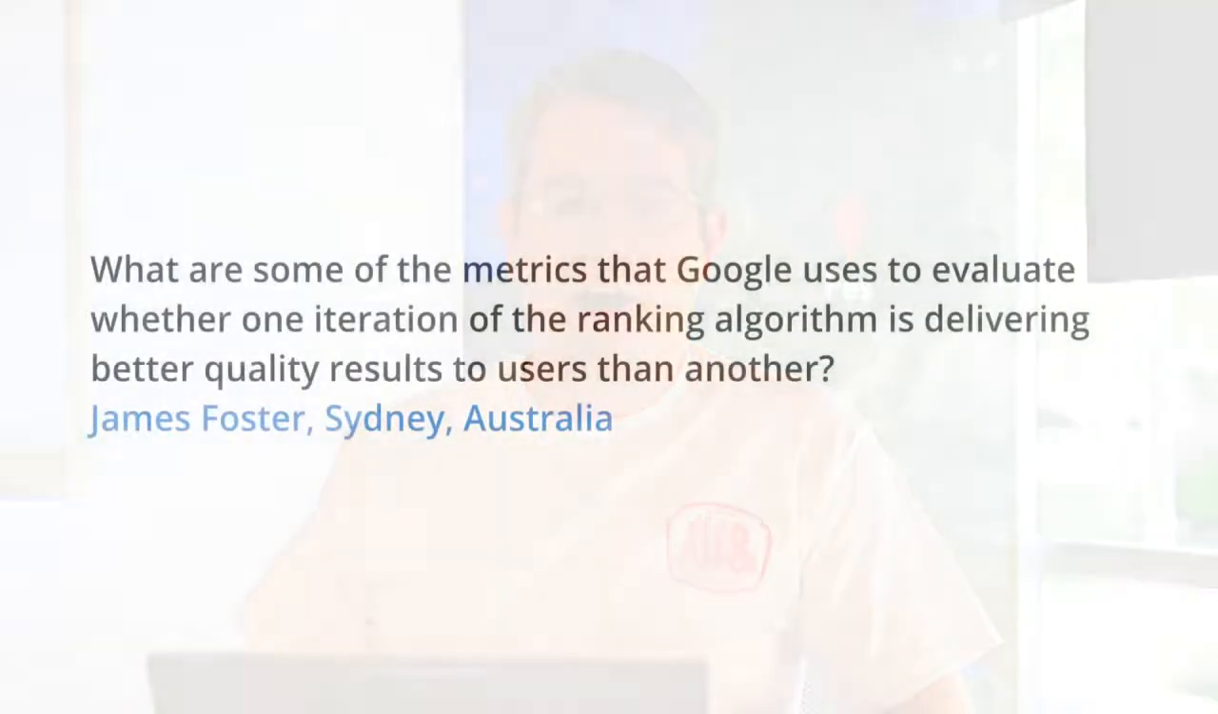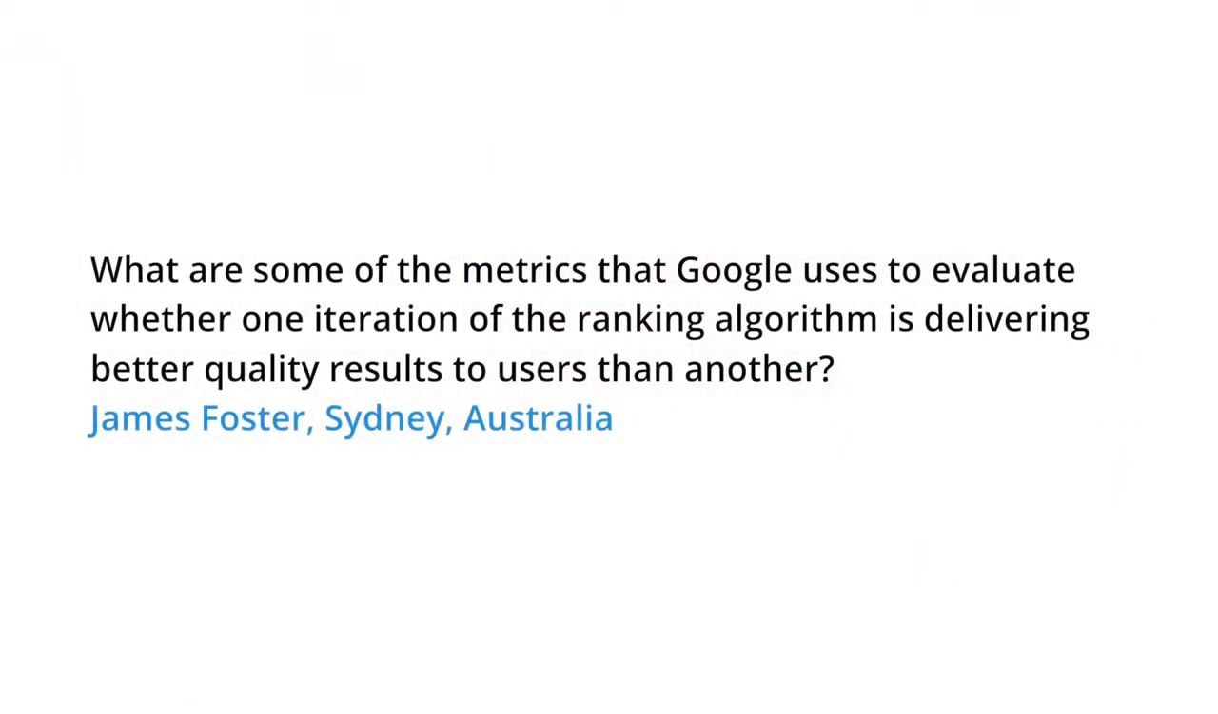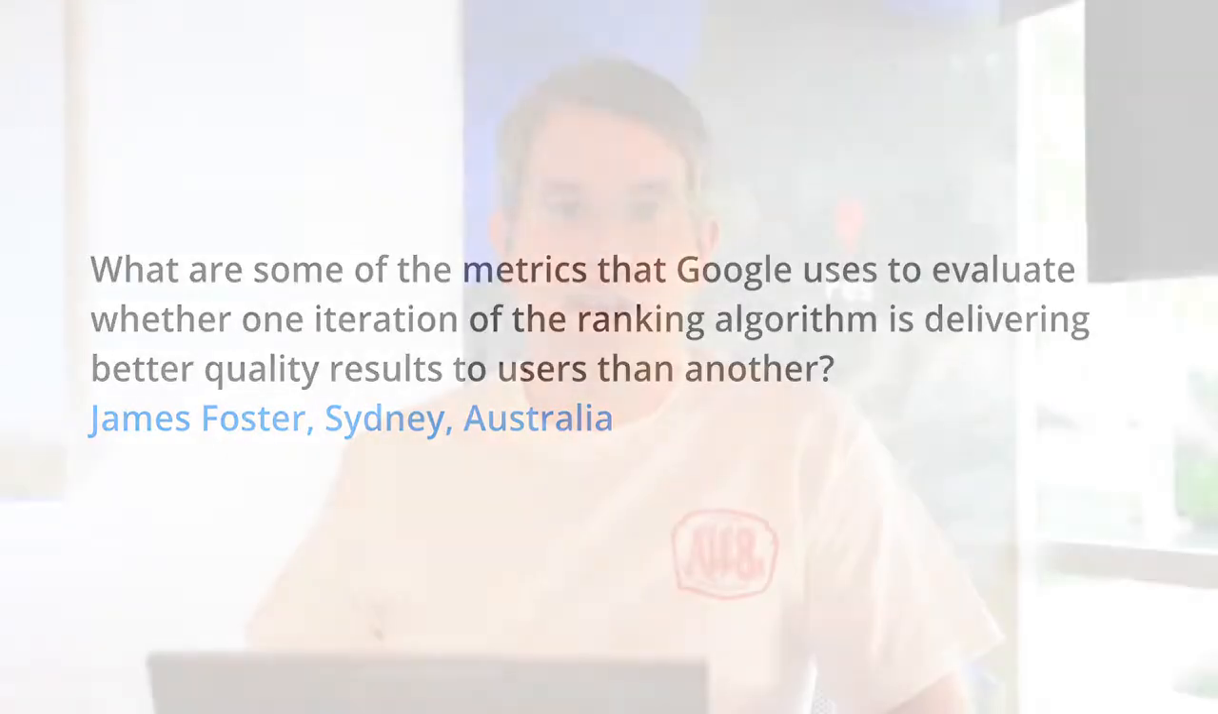Today's question comes all the way from Sydney, Australia, because James Foster wants to ask, what are some of the metrics that Google uses to evaluate whether one iteration of the ranking algorithm is delivering better quality results to users than another? Great question. I could geek out for quite some time. I'll try to limit it to 5 minutes or so.